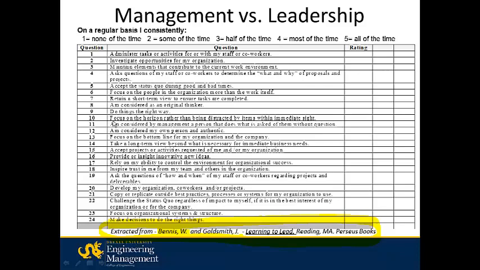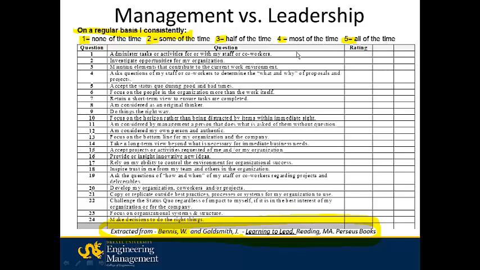On a regular basis, just answer each one of these questions with regard to, do I do this none of the time, some of the time, half of the time, most of the time, or all of the time.